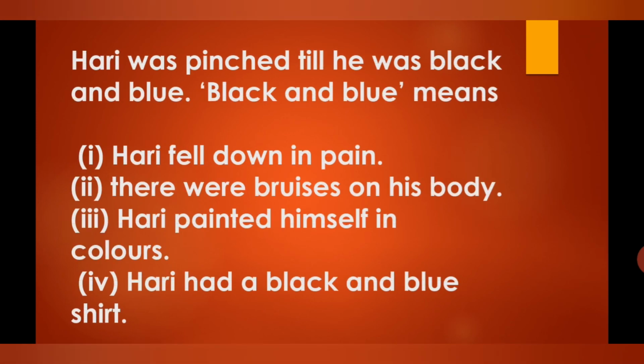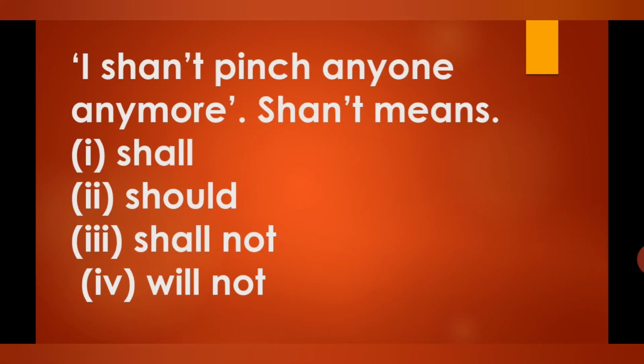Hari was pinched till he was black and blue. Black and blue means Hari fell down in pain, there were bruises on his body, Hari painted himself in color, or Hari had a black and blue shirt. What is the answer? There were bruises on his body. Now next, I shan't pinch anyone anymore. Shan't means shall, should, shall not, will not. Right answer is shall not. Shan't means shall not. It is the short form of shall not.